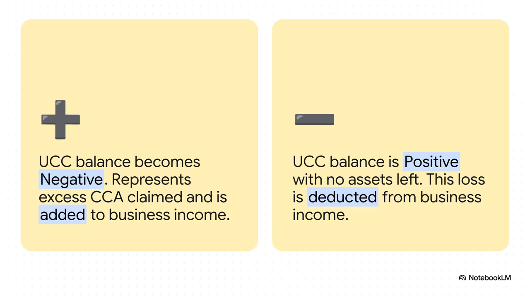A recapture happens if a disposition makes your UCC balance go negative. This basically means you've claimed too much depreciation over the years, and you have to add that amount back to your income. A terminal loss is the exact opposite. It happens when you sell the last asset in a class and you still have a positive UCC balance, meaning you didn't claim enough depreciation. In that case, you can deduct the entire remaining balance from your income.